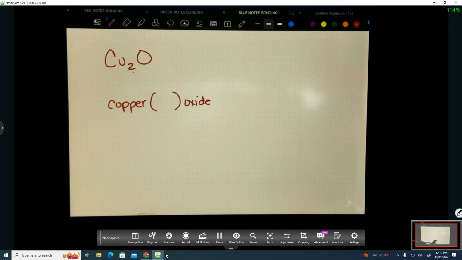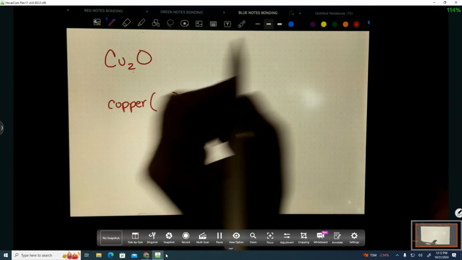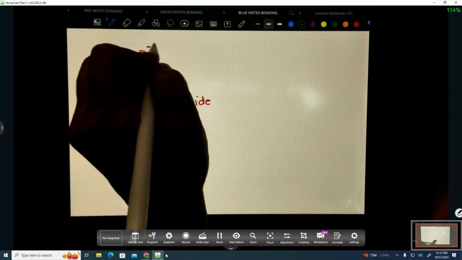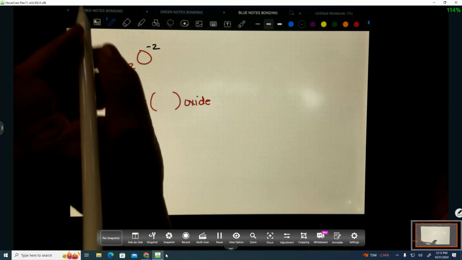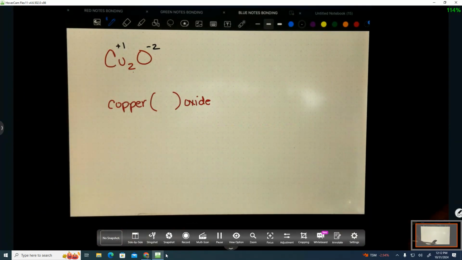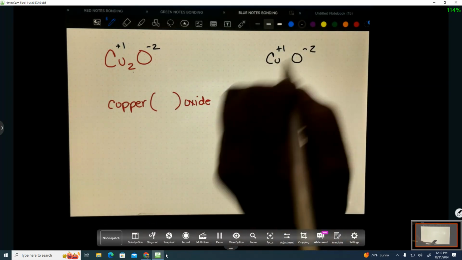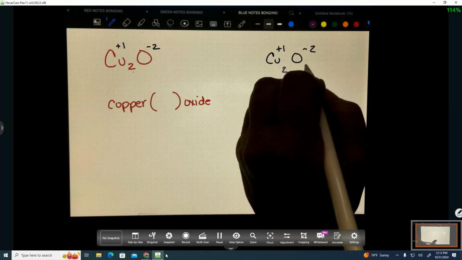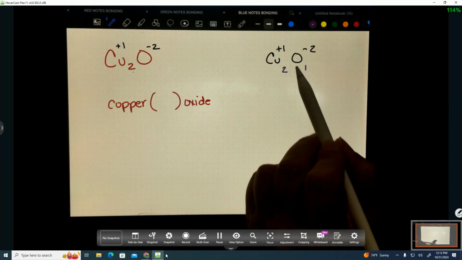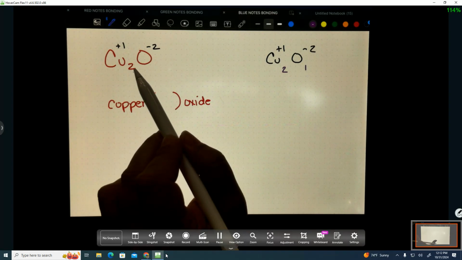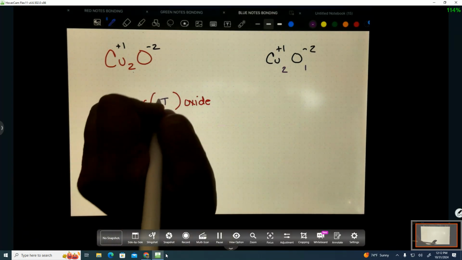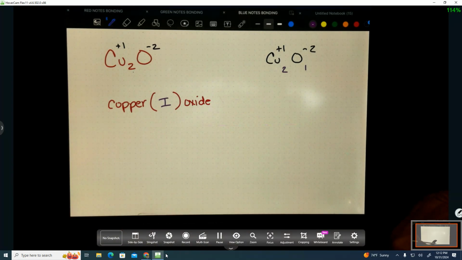Copper 1. How do you know it's copper 1? Because there has to be a -2 on the oxygen, which means that there had to be a +1 on the copper. Now, some people can't see that, so what I tell you to do is write them. Do copper +1 and oxygen -2, cross them down just like we did before, and see, does this give us what we're looking for? And it does. So this is copper 1 oxide. Copper's a big one. They love to use copper.